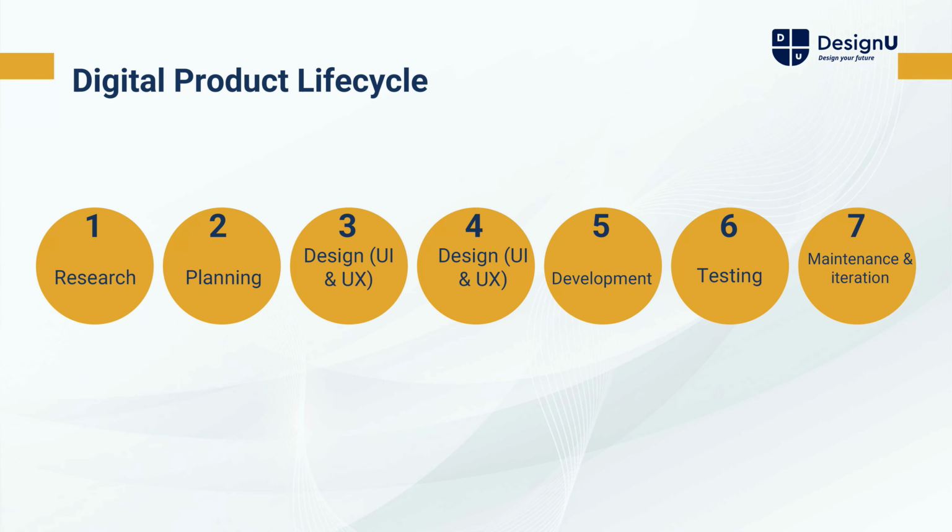What is the digital product lifecycle? A digital product goes through different phases. For it to come out as a successful product, it has to go through research, planning, design, and development. After development, it has to be tested. After testing, alpha and beta tests, before it now launches. And once a product launches, it has to go through constant maintenance and iteration so that it gets better and better over time. A product that does not improve is a dead product.